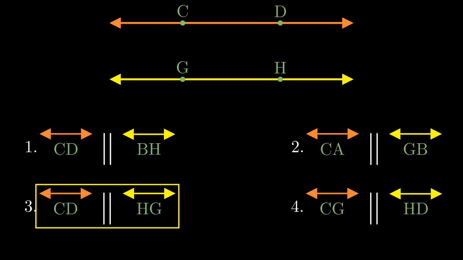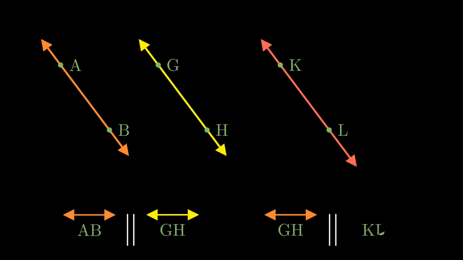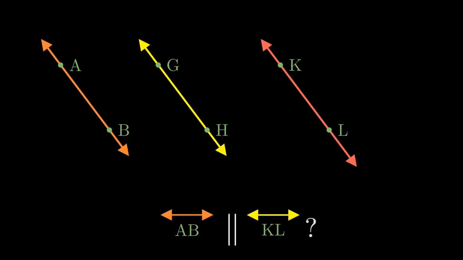Now let's wrap up this video with an interesting scenario. Suppose you have 3 lines. The first line is parallel to the second line and the second line is parallel to the third line. Do you think the first and the third lines are parallel to each other? So let's put this more formally. Suppose we have points on the 3 lines and we know that line AB is parallel to line GH, and line GH is parallel to line KL. So is line AB parallel to line KL?